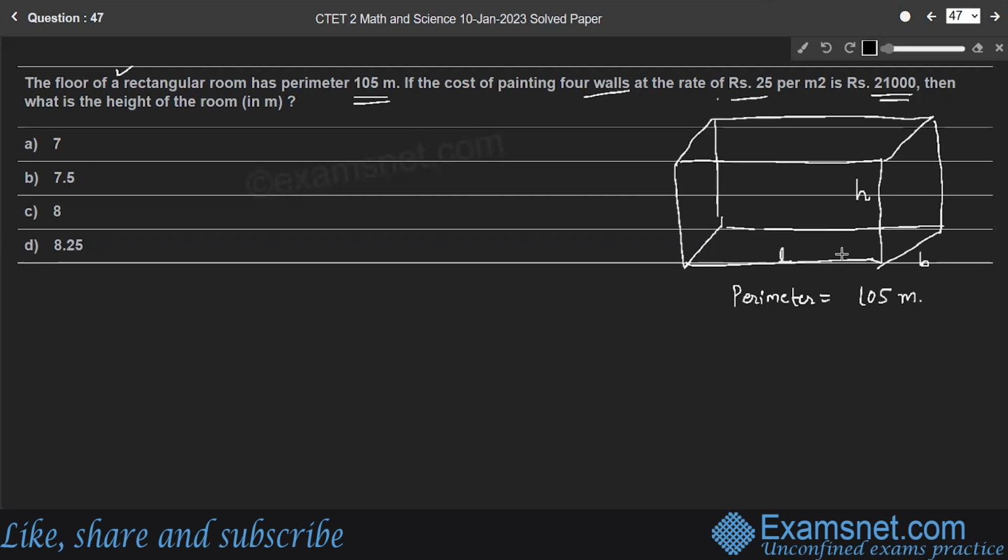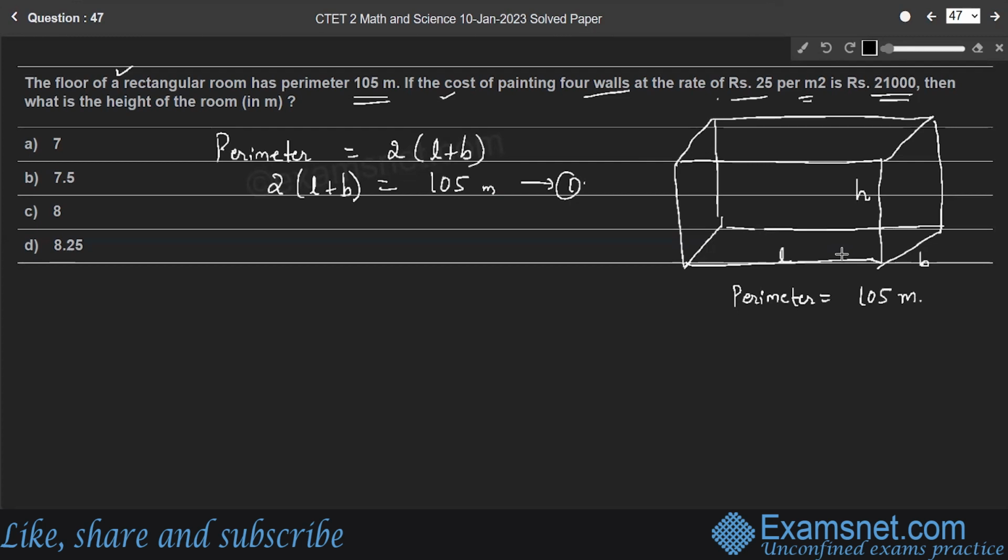So here perimeter formula says 2 times length plus breadth, right? Perimeter is equal to 2 times length plus breadth. Therefore, 2 times length plus breadth of the room is 105 meters. So we'll consider this as equation 1. Right? Here it is given that the cost of painting 4 walls at the rate of 25 per meter square is 21,000 rupees. So in order to paint all the 4 walls of the room, it costs 21,000 rupees. And per meter square, it costs 25 rupees.